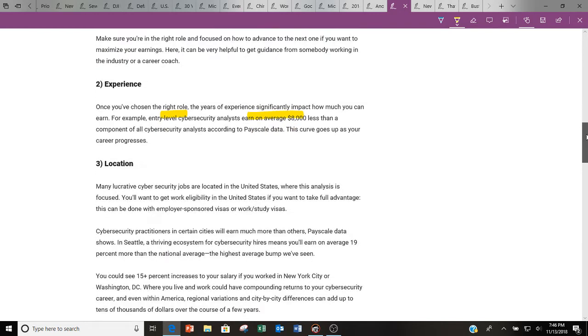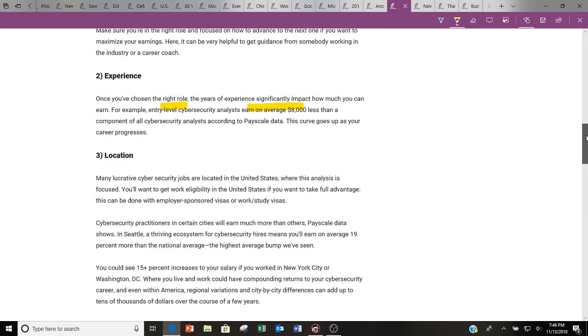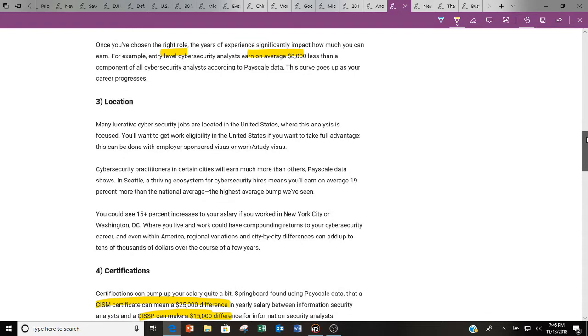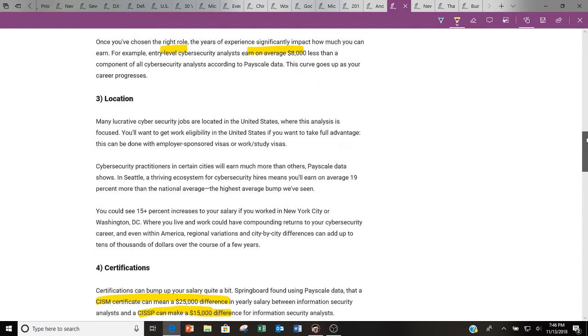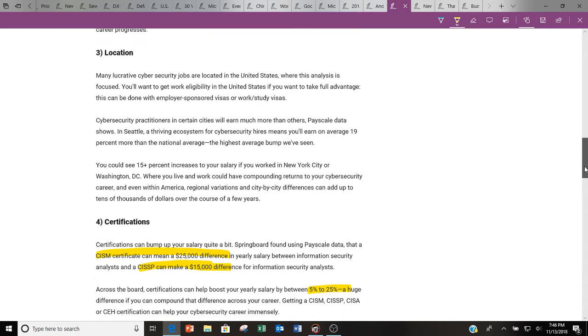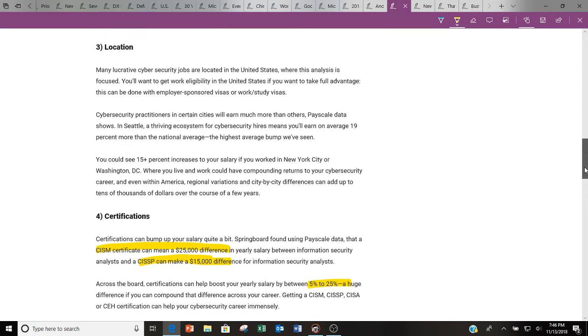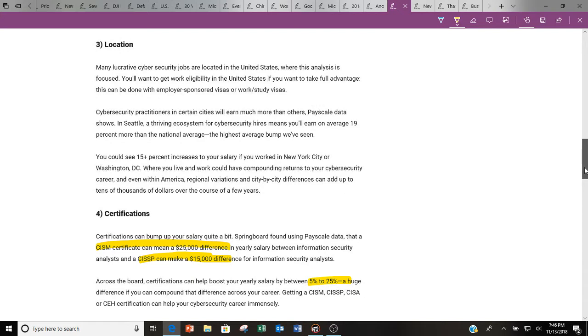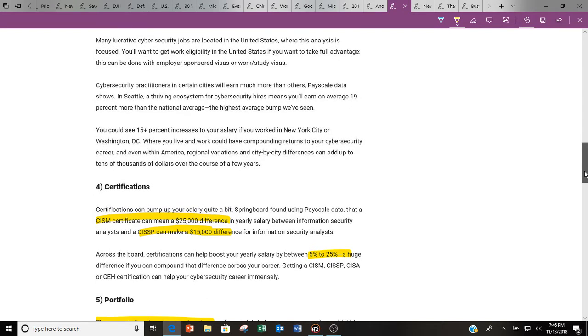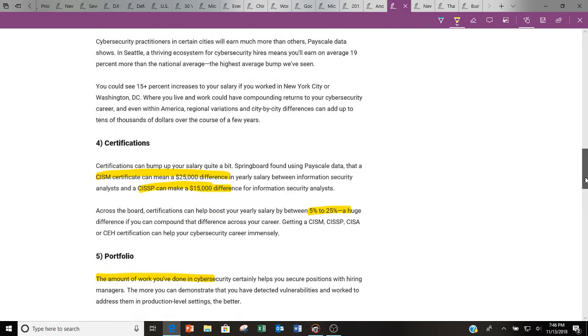Experience, of course, pays, but I found this kind of strange: an entry-level cybersecurity person only earns 8,000 less than a seasoned one. Location, of course, makes a difference. Florida doesn't pay as well as Illinois. Chicago pays more than Springfield, Illinois. And I'm sure Tennessee doesn't pay as well as California or New York.